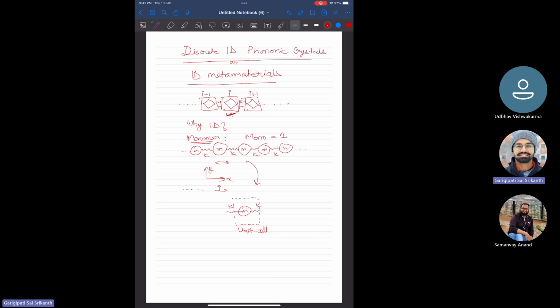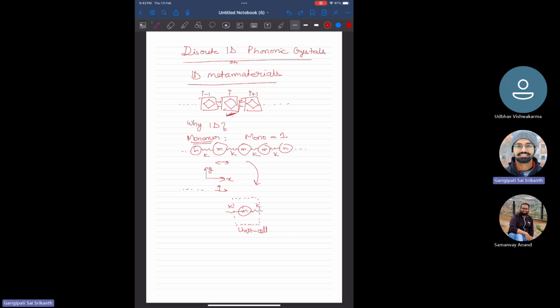Then we'll show maybe one or two introductory papers regarding it. Then we'll move to dimer systems. We'll discuss what the optical and acoustic bands are. We'll discuss band touching. We'll discuss band folding. We'll have a look at what the modes look like.